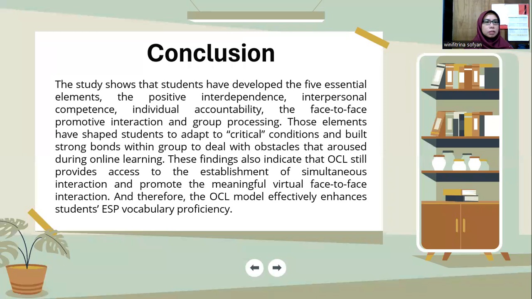So the conclusions: the study shows that students have developed the five essential elements: the positive interdependence, interpersonal competence, individual accountability, the face-to-face promotive interactions, and group processing. Those elements have shaped students to adapt to critical conditions and build strong bonds within the group to deal with obstacles that arose during online learning. These findings also indicate that OCL still provides access to the establishment of simultaneous interactions and promotes meaningful virtual face-to-face interactions, and therefore the OCL model effectively enhances students' ESP vocabulary proficiency.